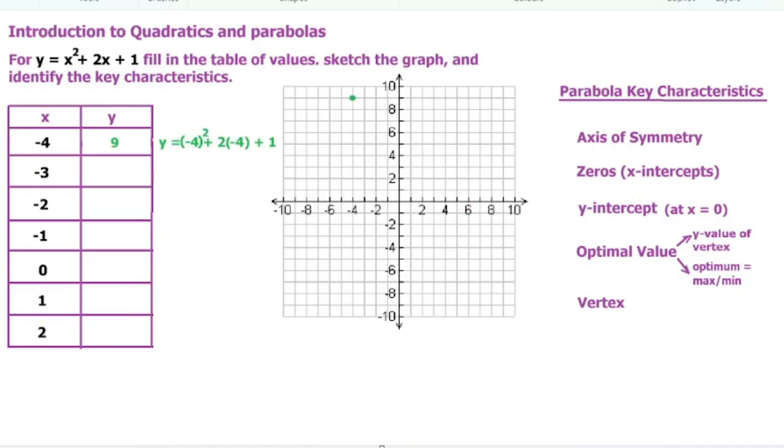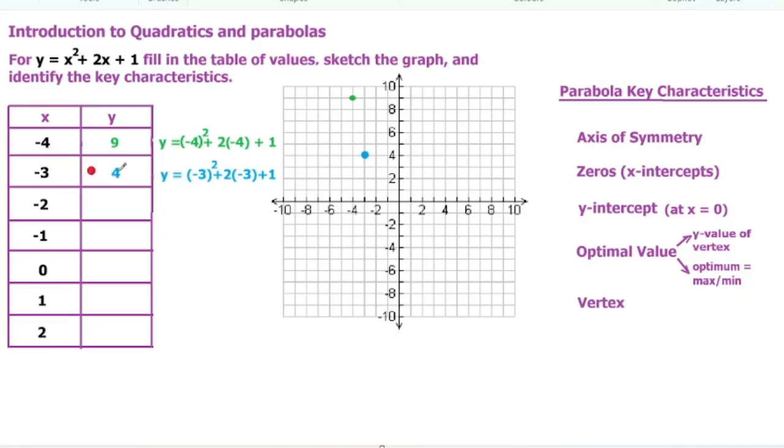So we're going to use our equation here, our quadratic, and we're going to put in -4 for x, okay? When we do that, it becomes y equals 9 when we multiply it and add it all together. So our first coordinate is -4, 9. So x is -4 and y is 9. And here's our little green dot for that one. Now let's move to the next one.